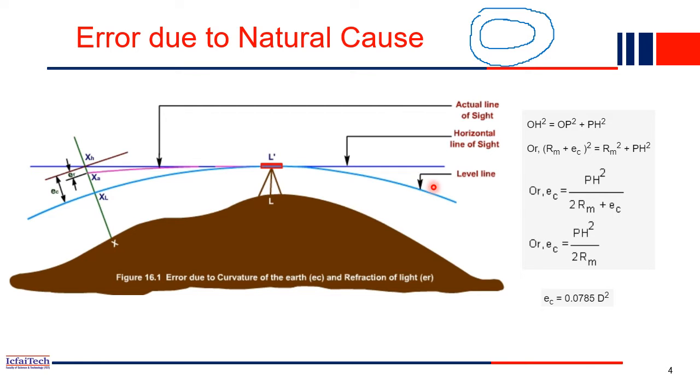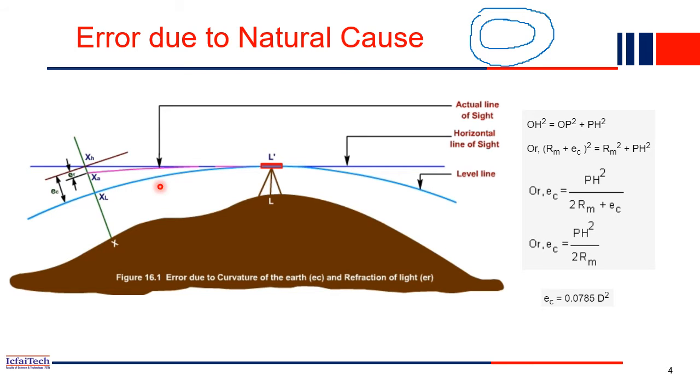So that is basically the error. Whenever you look at this point, XH is the reading you will see on the staff from L dash. Because of this level line, the actual height will be XL, right? The blue line is the level line, whereas from the telescope you see XH. So the error is this one, from XL to XH. This is the total error. This is the first type of error we discussed, the error because of the earth's curvature.